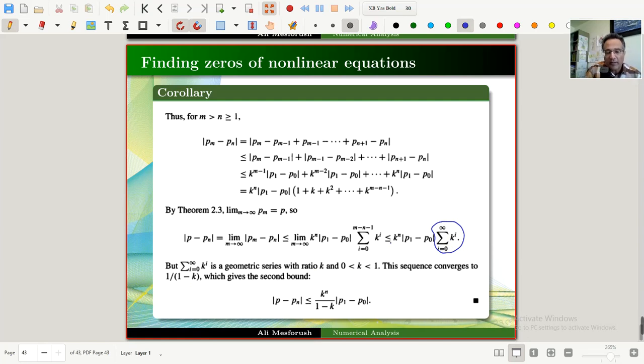So we get, in fact, the final result on the right-hand side, that the absolute value of p minus p_n is less or equal k^n over 1 minus k times the absolute value of p1 minus p0. And this completes the proof.